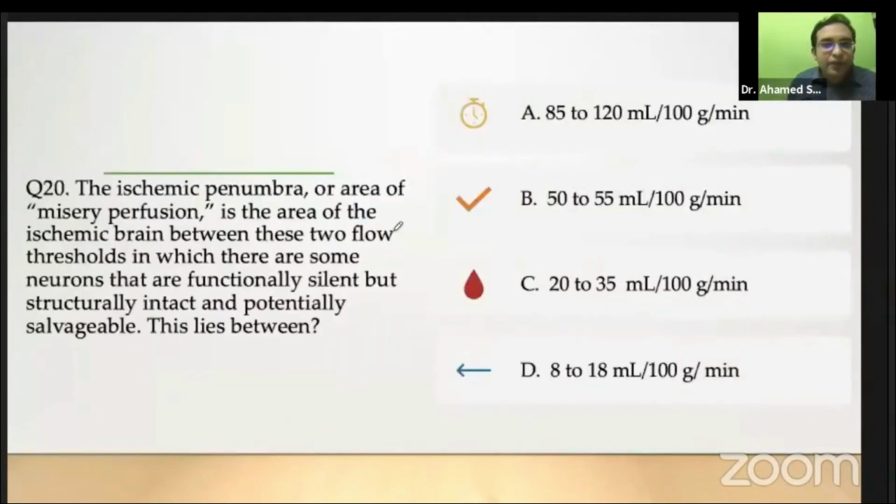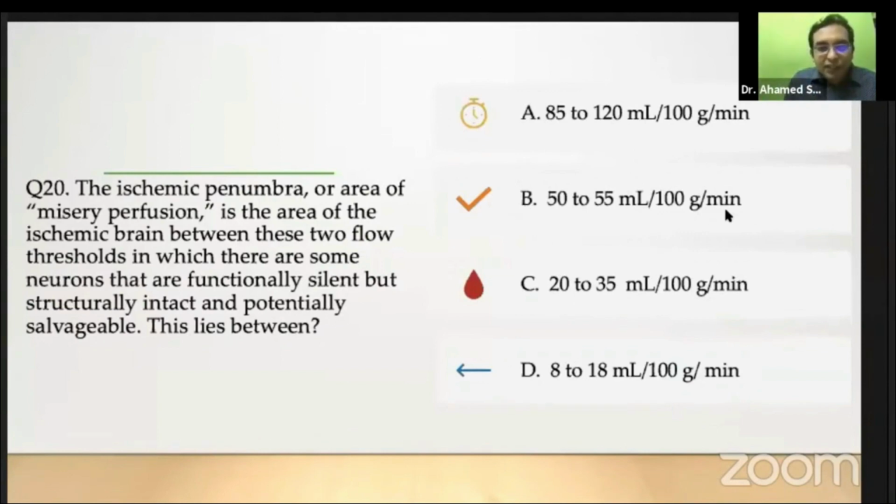So the next question similarly would be on the ischemic penumbra. You must have heard by now that the ischemic penumbra is very important. This is the area of misery perfusion, which we plan to save in every stroke patient with the recent thrombolysis and thrombectomy, and increasing the thrombectomy time to around 24 hours with the latest DAWN and DEFUSE 3 trials, is based on saving this misery perfusion area, otherwise called the penumbra.